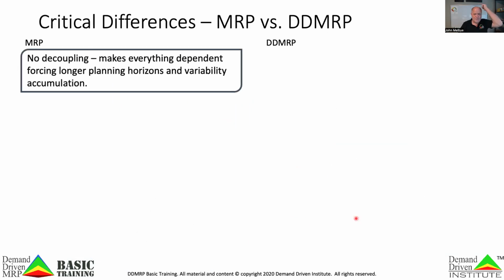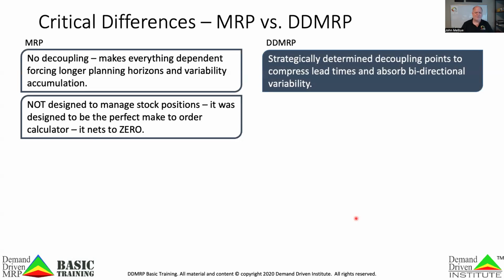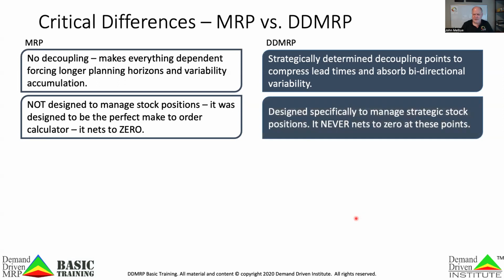Critical differences, MRP and DDMRP. MRP has no decoupling, makes everything dependent, forcing us to use longer planning horizons and creating more variability accumulation. DDMRP uses strategically determined decoupling points that compress the lead time and absorb the bidirectional variability. MRP was not designed to manage stock positions; it was designed to be the perfect make-to-order calculator, which means you don't want to have anything left over after your production run. DDMRP recognizes the kind of ridiculousness of that and says, we're going to manage strategic stock positions that never net to zero at those points.